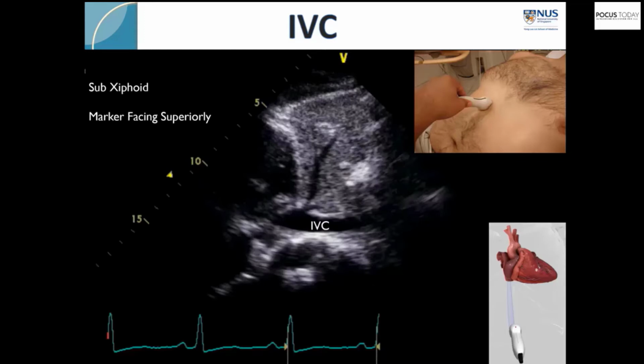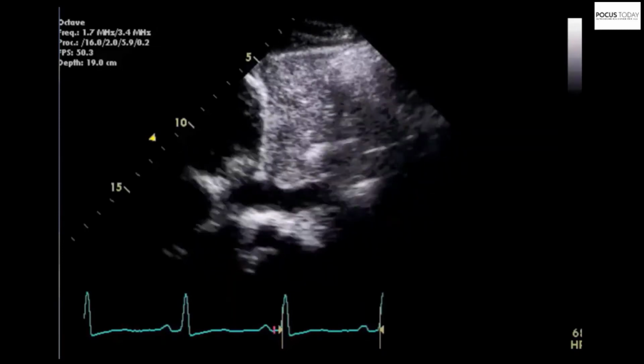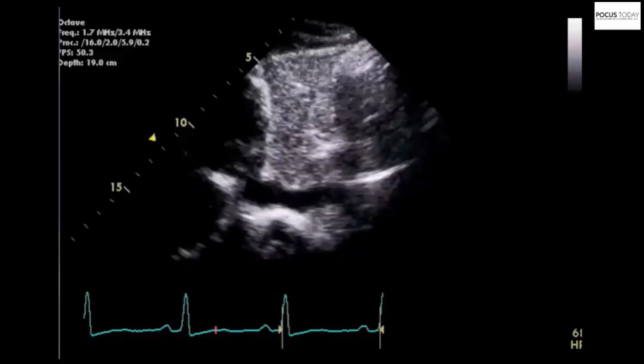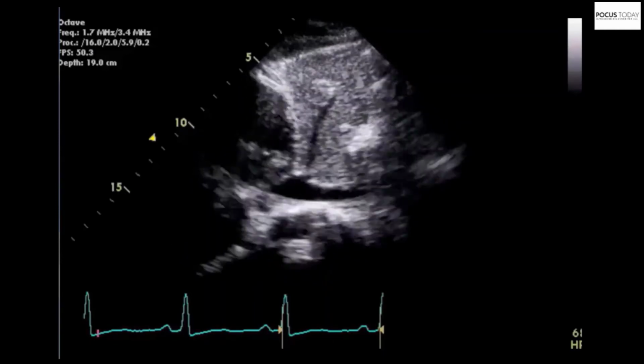The IVC diameter varies with respiration. The variability increases in conditions associated with hypovolemia. The IVC will be dilated and have reduced respiratory variability in conditions associated with obstruction to RV outflow, such as right heart failure, pulmonary hypertension, and pulmonary embolism.